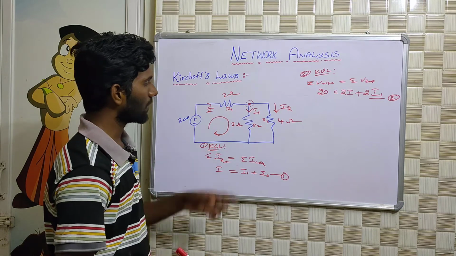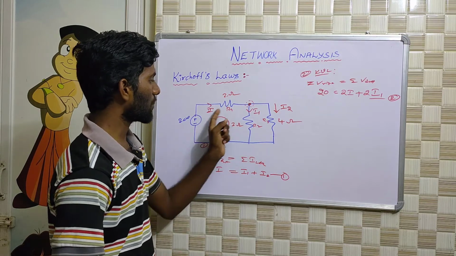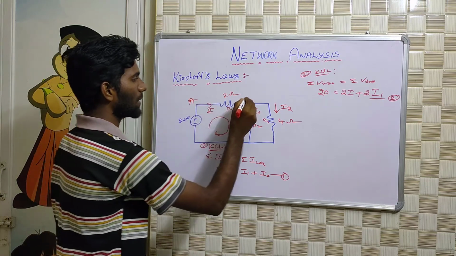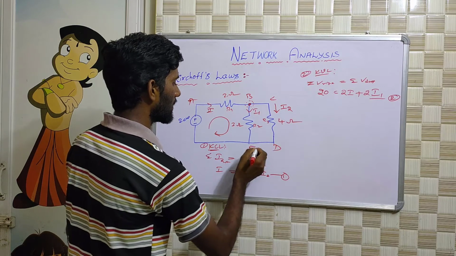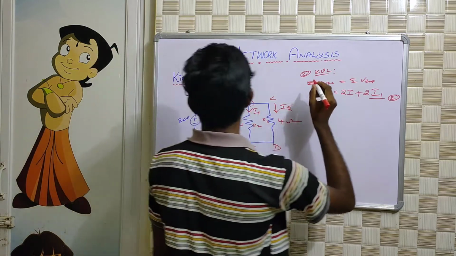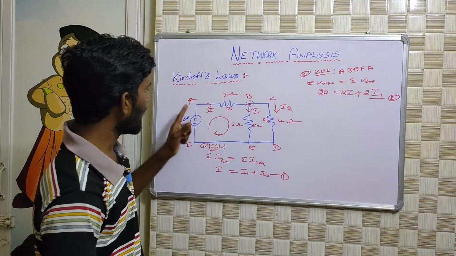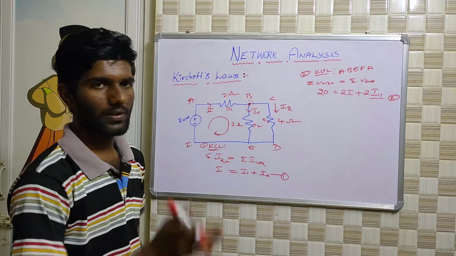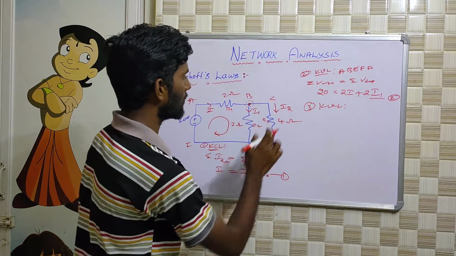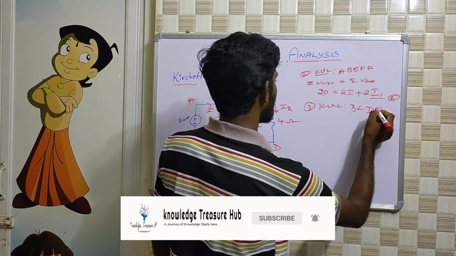So initially we applied KCL at this node, so I is equal to I1 plus I2. Later we are applying KVL across the first path. So let us name the points as A, B, C, D, E, F. So here we are applying KVL across A, B, E, F, A. So we applied KVL across A, B, E, F, A. So in the third case we are applying KVL across the second loop B, C, D, E, B.